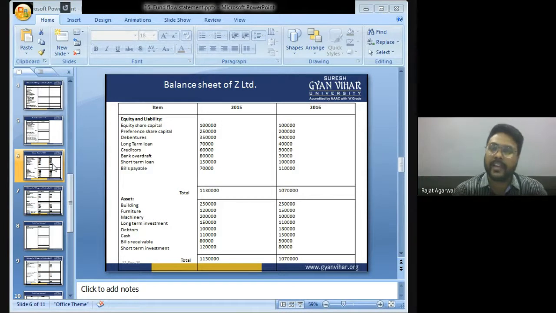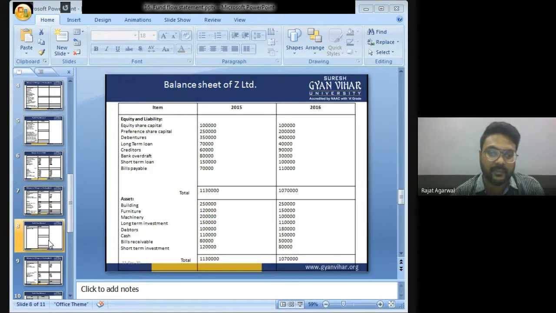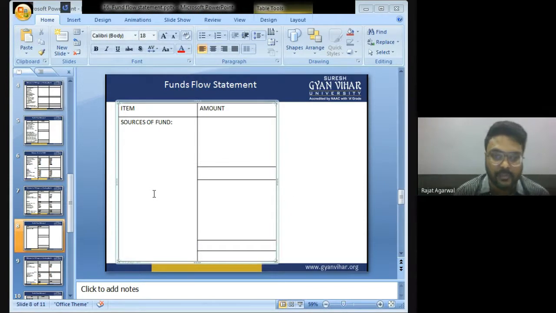So by repaying, children, will the fund come or will the fund go? Sir, if we repay the preference share capital, the fund will go. It will not be considered under sources of fund. Then where will it be considered? It will be considered under application of fund. Okay, first let's see all sources of fund and then we will see that.